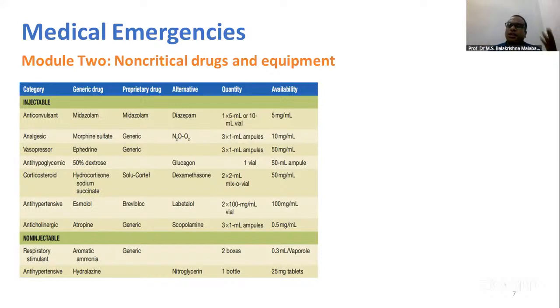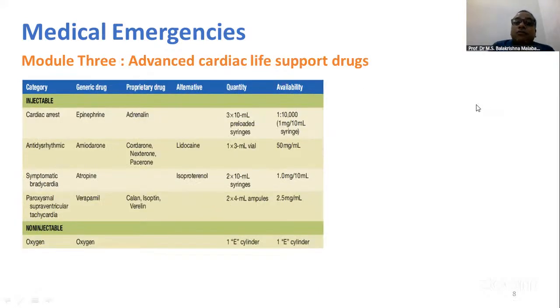So non-critical, not that life-threatening. So anticonvulsant, analgesics, vasopressor, anti-hypoglycemic drugs, corticosteroids. So there's a big list. What is the alternative also? It's given here. So you should know the alternative also and the regular one also. Then module 3 is advanced cardiac life support drugs. It is at an advanced level. So cardiac life support drugs, basically related to the heart.